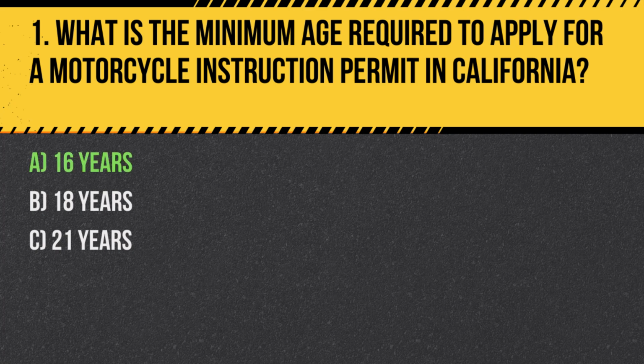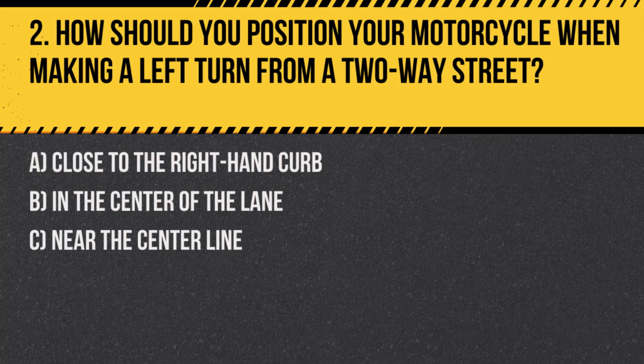Answer. A. 16 years. In California, individuals can apply for a motorcycle instruction permit starting at 16 years old with parental consent. Question 2. How should you position your motorcycle when making a left turn from a two-way street?